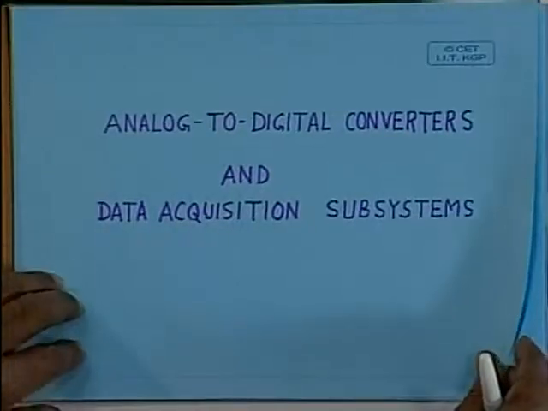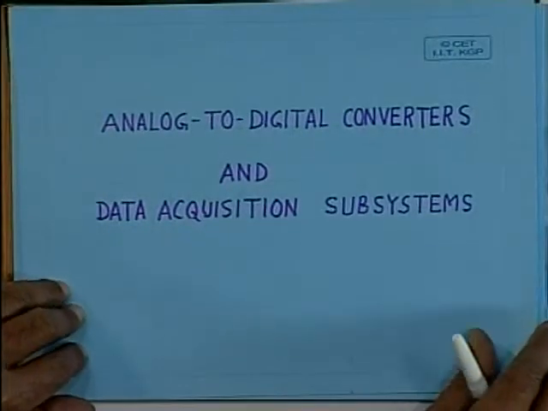As you know, the world we live in belongs to the analog domain, and most of the transducers generate data in analog form, and that analog data has to be converted into digital form before it can be processed by the microcontroller. So you require an analog to digital converter for that purpose, and we shall discuss how ADCs work and what are the different types of analog to digital converters available.